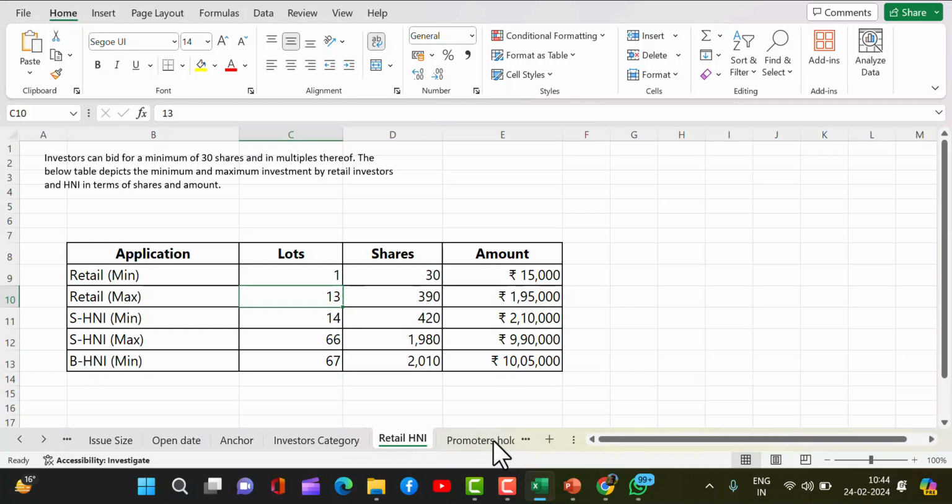Then retail maximum is 1,95,000 because they can apply in lots of 390 shares, 30 each. So that means they can go for 1,95,000. Of course the upper limit is 2 lakhs, but more than 1,95,000 cannot be issued to the retail investors because it will exceed their allotment. Then small NIs: minimum now they are above 2 lakhs. So minimum is 2,10,000, maximum is 9,90,000. So they have to fall from 2 lakh to 10 lakhs. Then the big NIs are above 10 lakhs. Minimum allotment size will be 67. And there is no maximum here. So they can be allotted this.